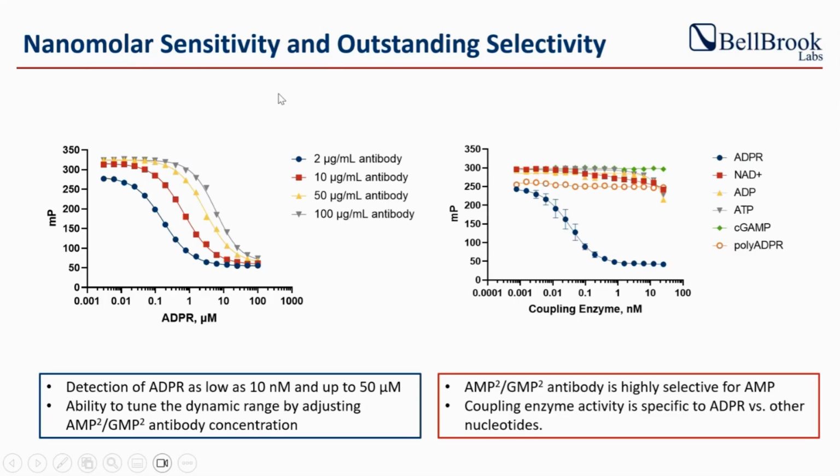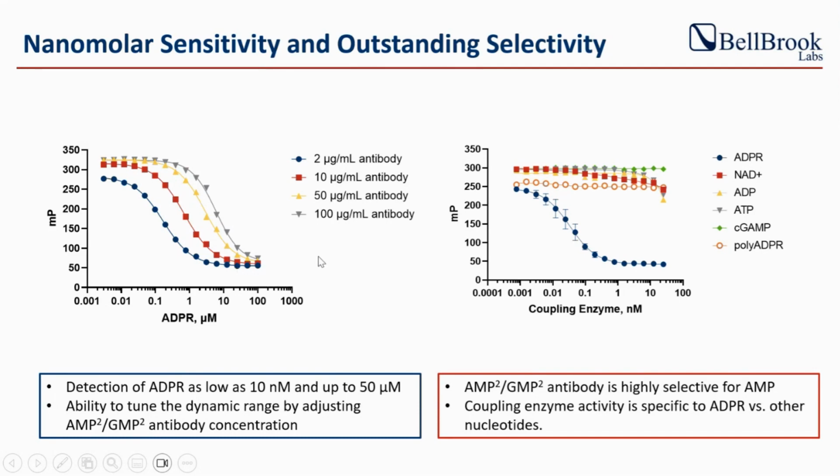And here is the sensitivity and the selectivity of our assay. The first graph shows the standard curve, different amounts of ADPR, and the MP response to that. And then we have this standard curve with different amounts of antibody. As you can see, this assay can detect as low as 10 nanomolar ADPR with a positive Z prime, and up to 50 micromolar ADPR.